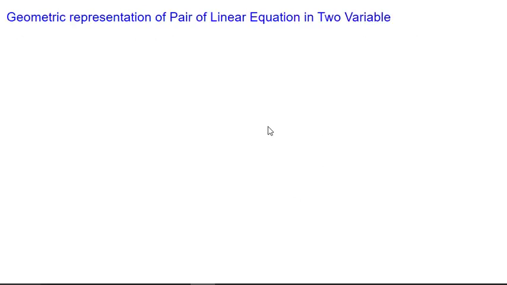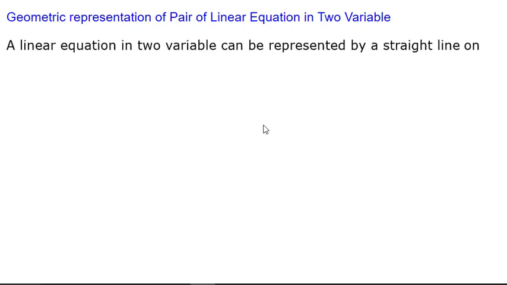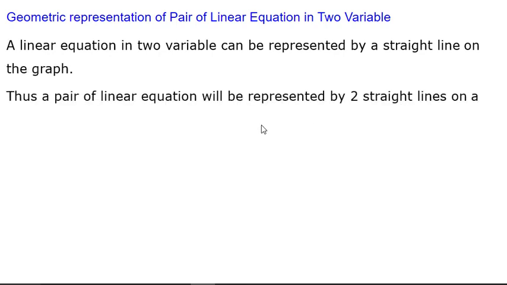Geometric representation of a pair of linear equations in two variables. So geometric representation we have already seen. When it is a linear equation, then we get a straight line. So here we are dealing with a pair of linear equations. So what will happen? We will get two lines. A linear equation in two variables can be represented by a straight line on the graph. Thus a pair of linear equations will be represented by two straight lines on the graph.